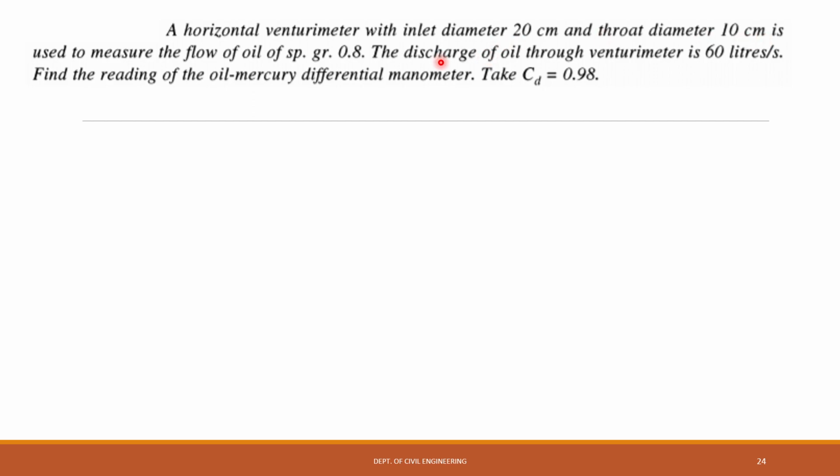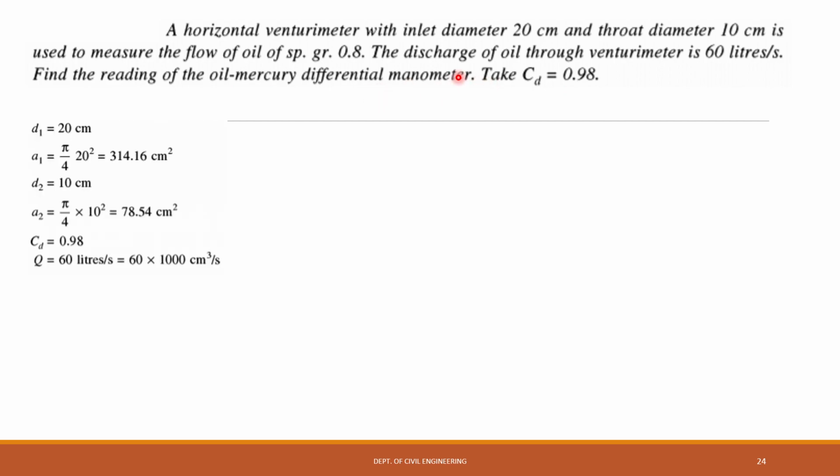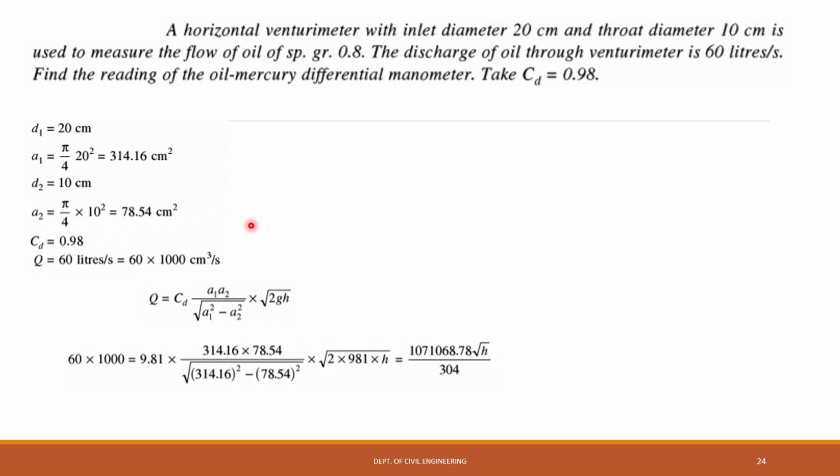Oh, discharge is already given. Q is already given in the question. Find the reading of the oil mercury differential manometer. We just have to find the reading of differential manometer. Q is given. We have to find the reading of differential manometer. Okay, so we'll first write down the given data. Here diameters of inlet and throat are given. So A1, A2 can be found out. CD is given. Discharge Q is also given. Now we have the equation of discharge, and here the only unknown is H. Isn't it? All of the values are given.